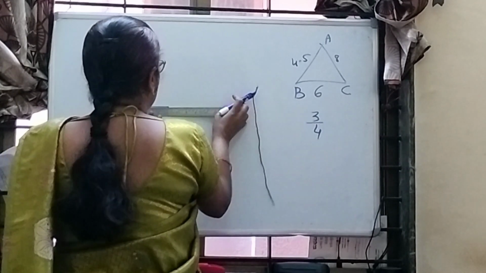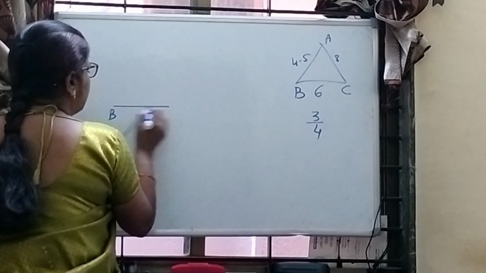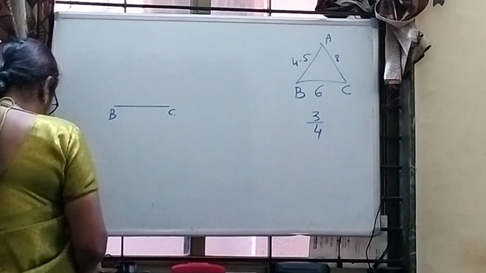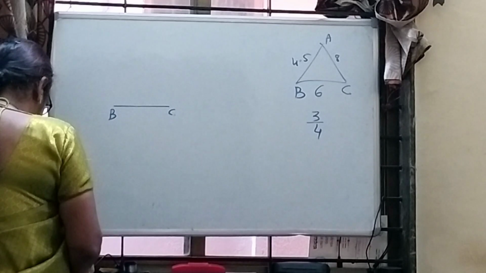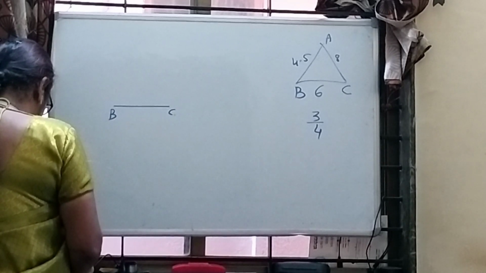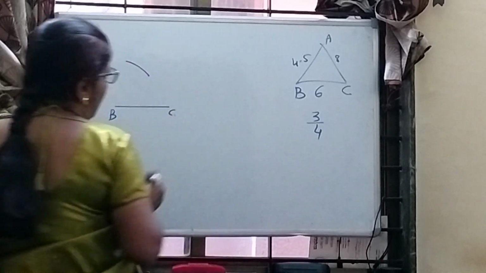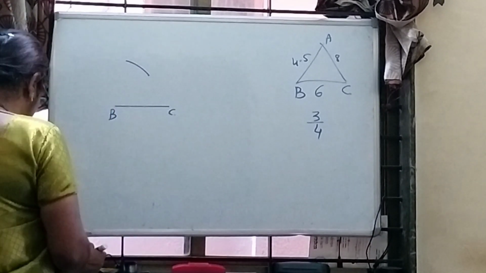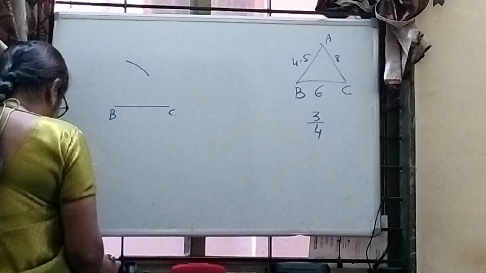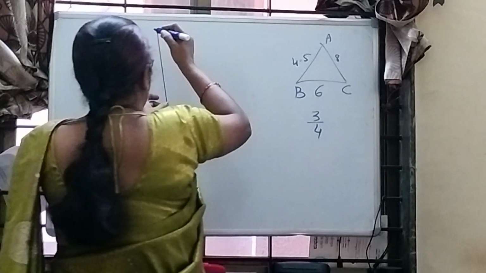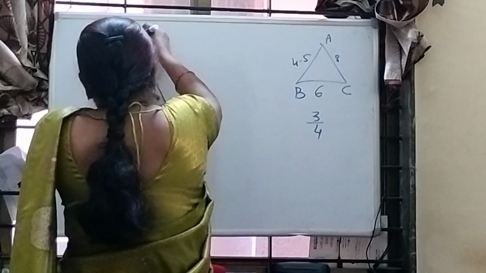BC is 6 centimeters. We call it BC. Then AB is 4.5. I'll measure it and take 4.5. So hold this, this comes the arc. AC is 8 centimeters, so it's a little lengthy. 8 centimeters. You will get it here.